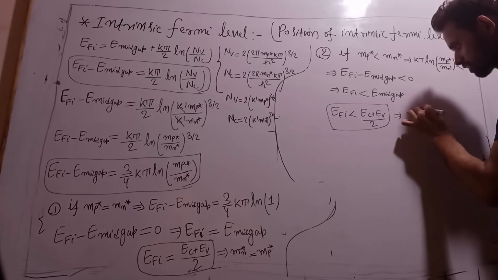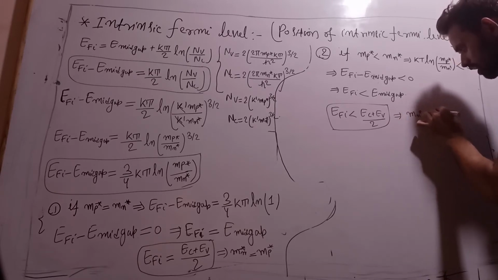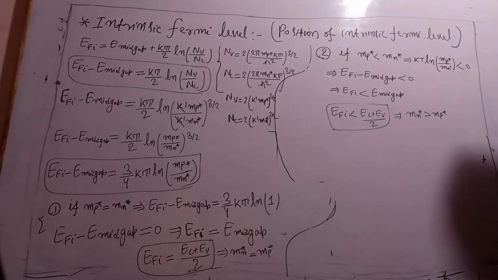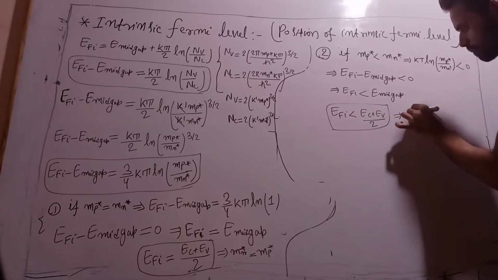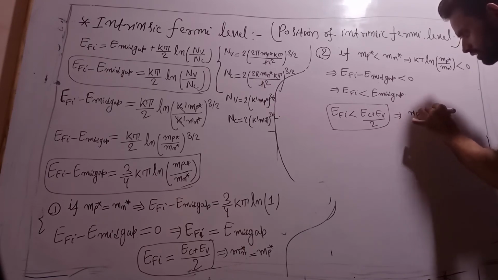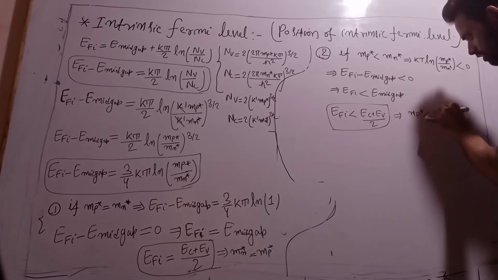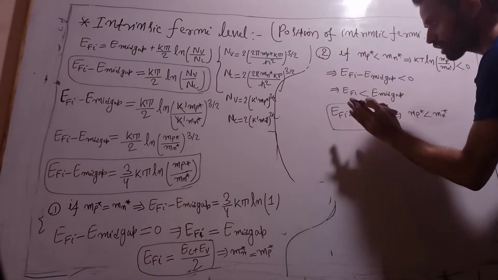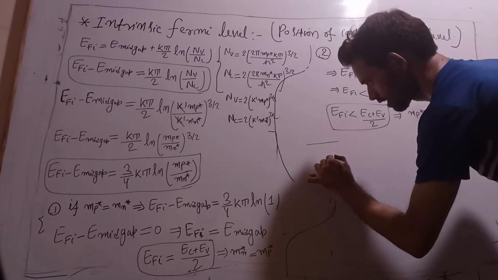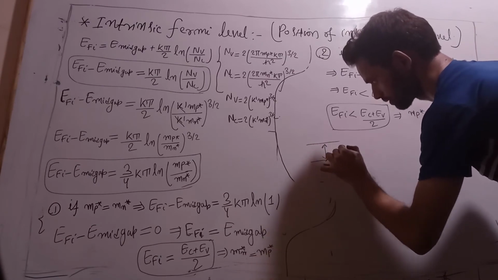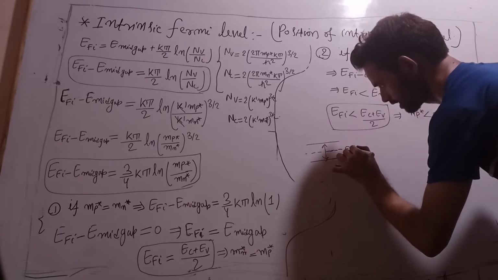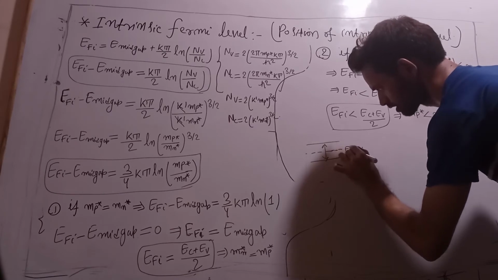For Mn* greater than Mp*, means Mp* is less than Mn*. When Mp* is less than Mn*, that time the intrinsic Fermi energy level... This is my energy band gap, and this is my center. Center means what? This is E mid gap, (Ec + Ev)/2. Yes, this is my mid gap.